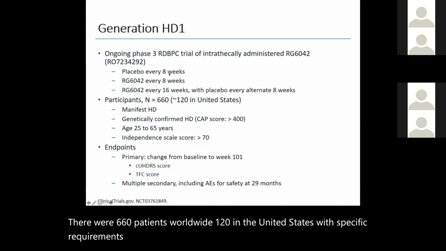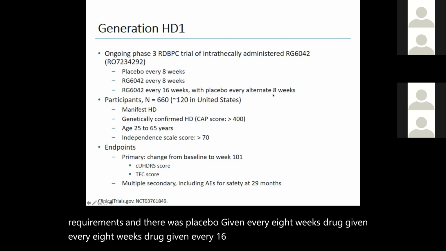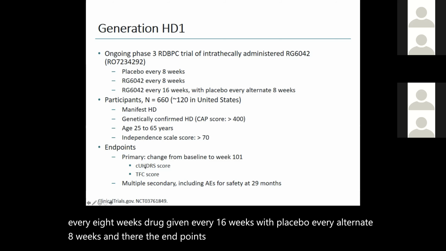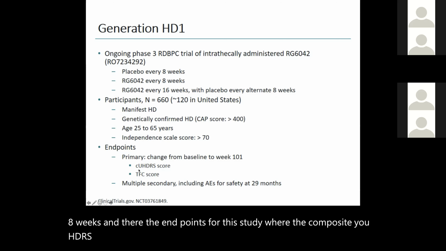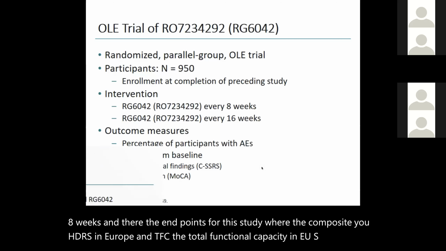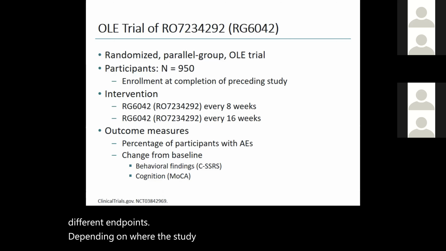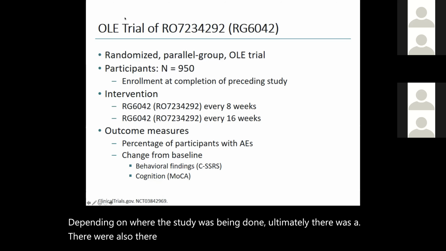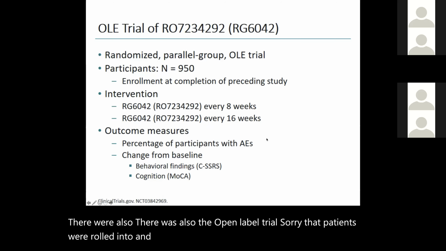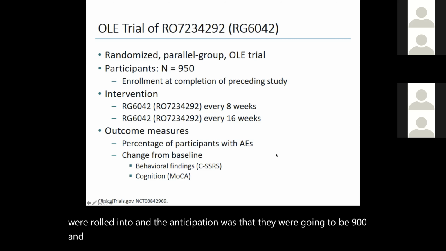There was placebo given every 8 weeks, drug given every 8 weeks, and drug given every 16 weeks, with placebo every alternate 8 weeks. The endpoints for this study were the composite UHDRS in Europe and the TFC, the total functional capacity, in the US. So 2 different endpoints depending on where the study was being done. There was also the open label trial that patients were rolled into, and the anticipation was that there would be 950 patients in that open label continuation trial.